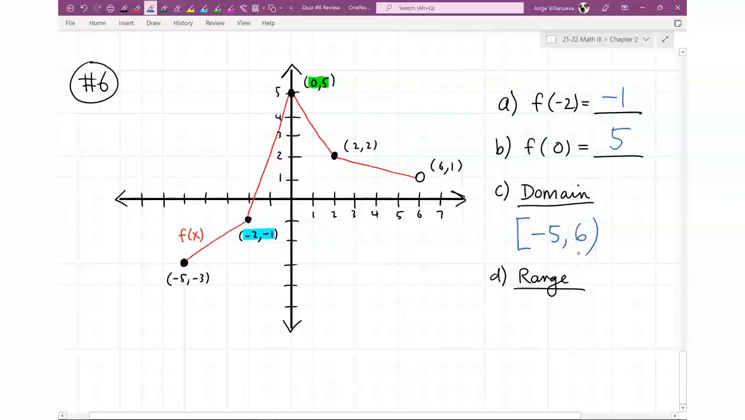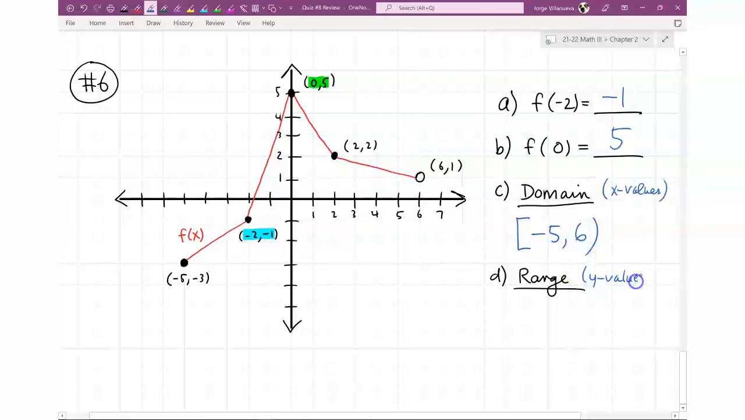Remember, if you're wondering why am I using negative 5 and 6? Those are the x values for those points that are furthest left and furthest right. Remember, domain is x values. I'll put it right here. That way you're aware, oh, the x values, that's what they are. Range is your y values.